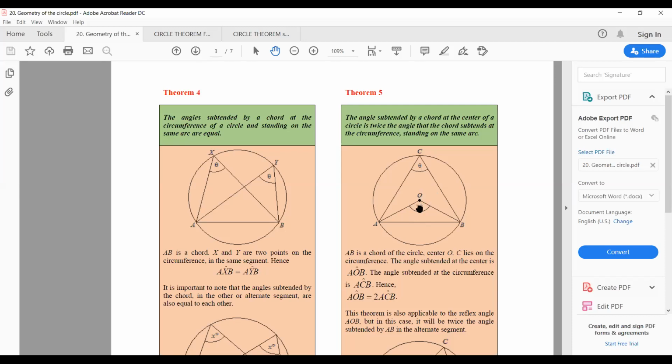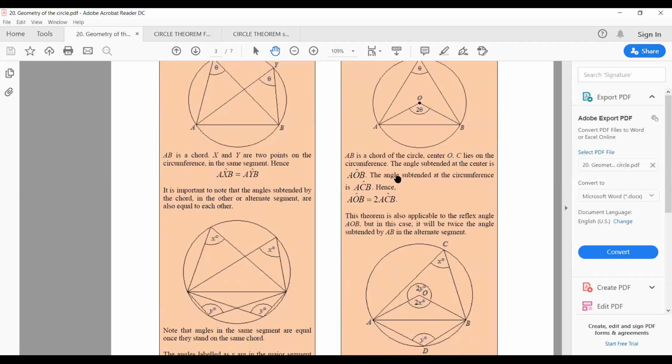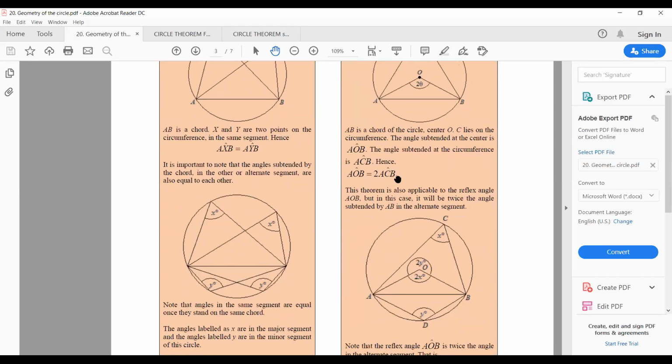Now this rule is frequently tested in CXC, so make sure you remember this theorem, right? It's not the only one that's tested, but I've seen it come up a lot.